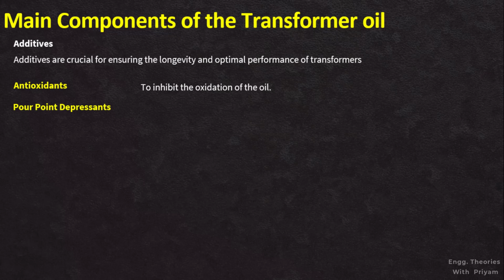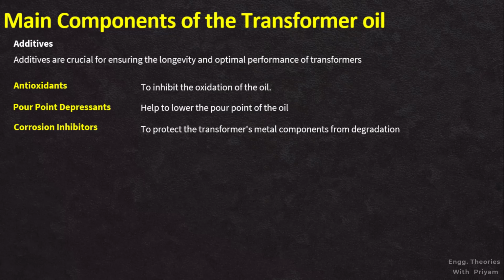Pour point dissipants. These help to lower the pour point of the oil, ensuring it remains fluid at lower temperature and preventing wax crystallization. Corrosion inhibitors. The corrosion inhibitors are included to protect the transformer's metal components from degradation caused by corrosive substances present in the oil or environmental factors.